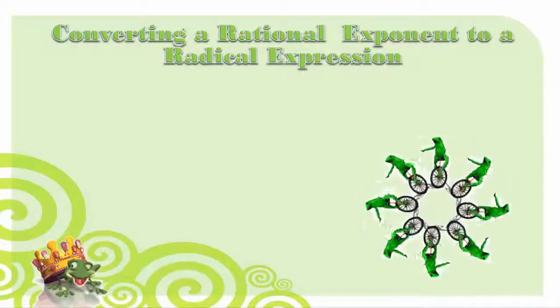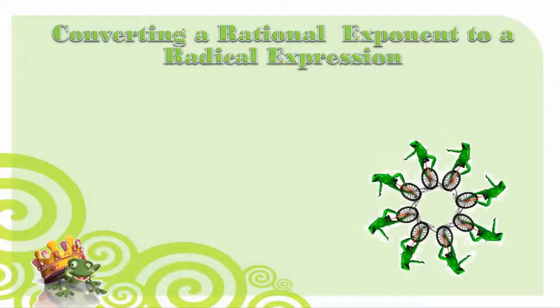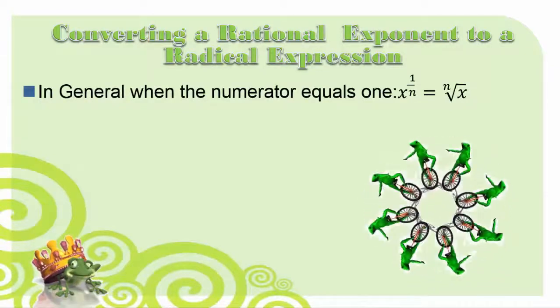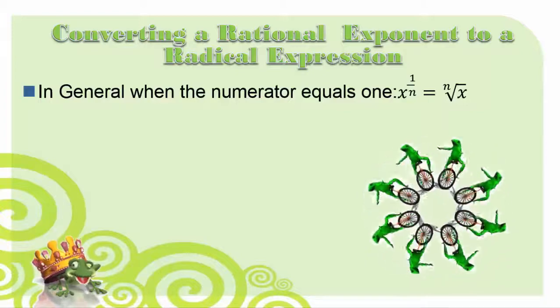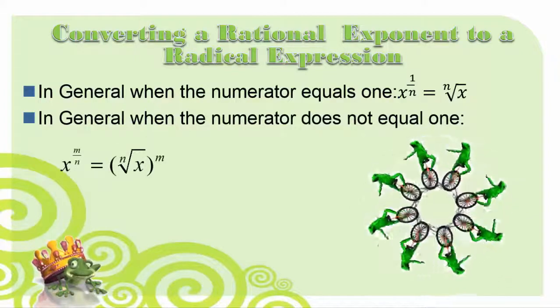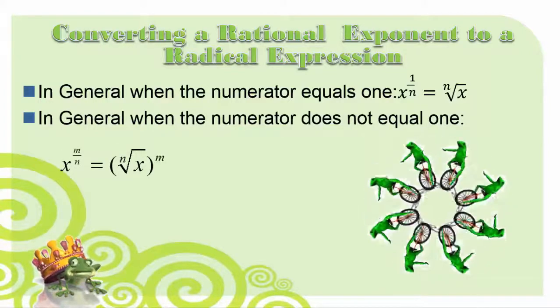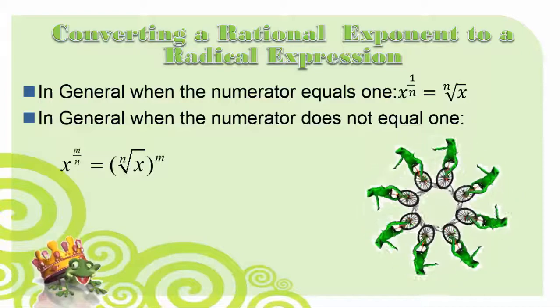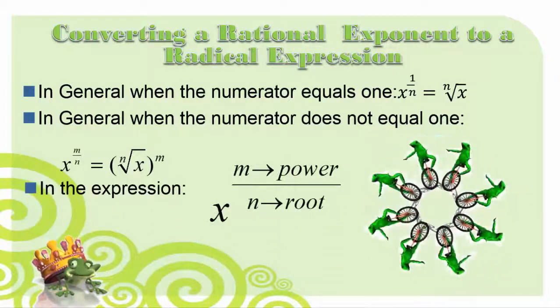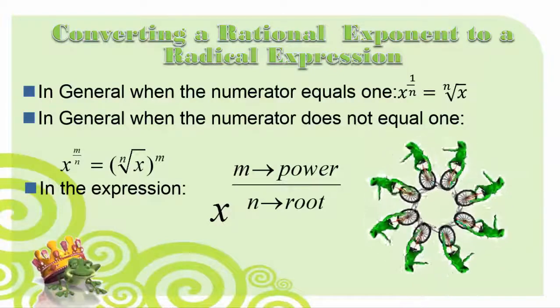Converting a rational exponent to a radical expression. In general, when the numerator equals 1, x to the 1 over n is equal to the nth root of x. When the numerator does not equal 1, x to the m over n is equal to the nth root of x to the mth power. In the expression, the top one, m, is the power and the bottom one, n, is the root.